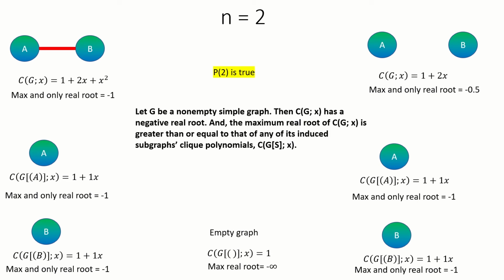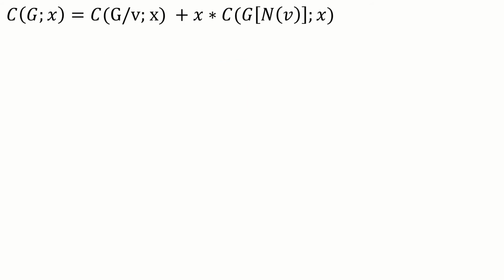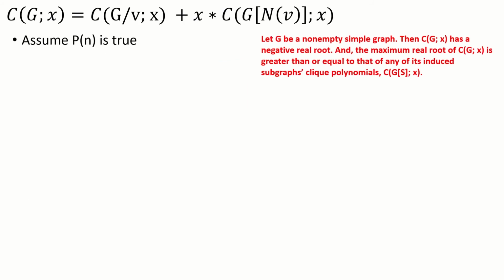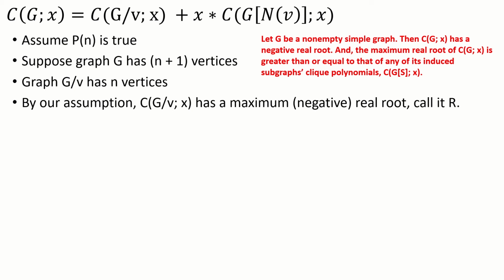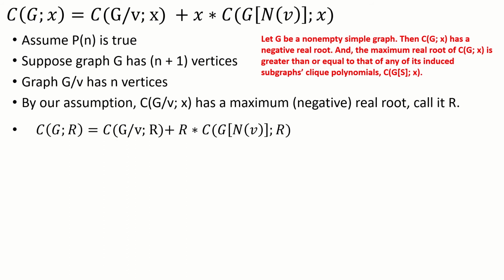For the inductive step, we'll use the first expression we covered in my previous video. Assume the statement we're trying to prove, in red, is true for graphs with n vertices. Then, suppose that we have a graph G with n plus 1 vertices. The graph G without V is an induced subgraph of G with n vertices. So by our assumption, it must have a real root, and so must have a maximum real root. Call this maximum real root R, and now substitute R for x in our expression at the top.